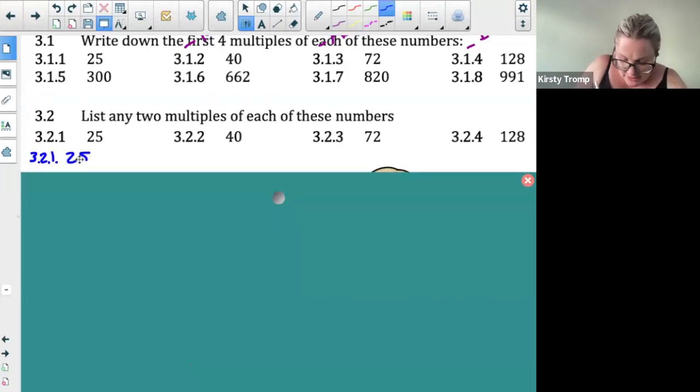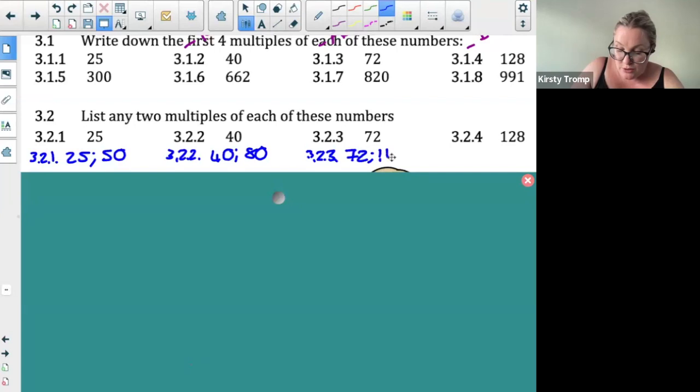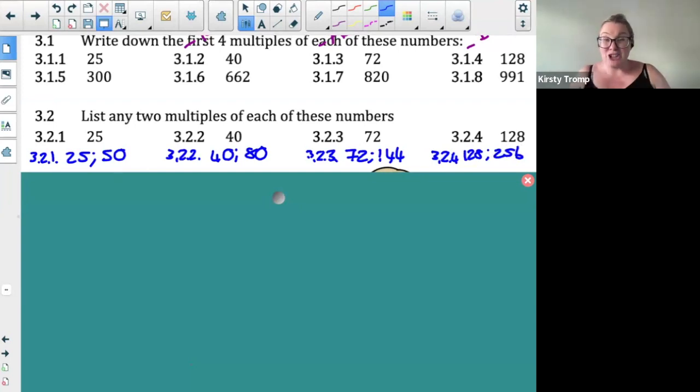For 3.2.1, I'm going to say 25 and 50. 3.2.2, any 2 numbers, I'm going to say 40 and 80. 3.2.3, first 2 numbers, 72 and 144. And 3.2.4, first 2 numbers, 128 and 256. But actually, could I pick any of those numbers that we did in the question before? Yes, I could, because those were all multiples. All right, that takes care of multiples.